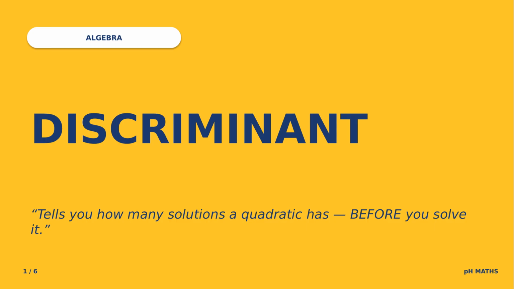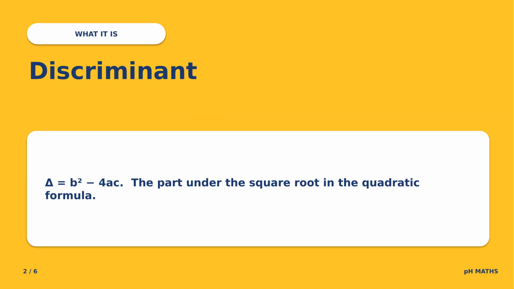Today's explainer is the discriminant, the part under the square root in the quadratic formula. It tells you how many solutions a quadratic has before you do any solving. By the end of this video, you'll know the three cases and how to apply them in seconds.